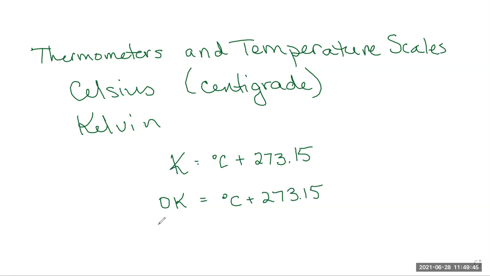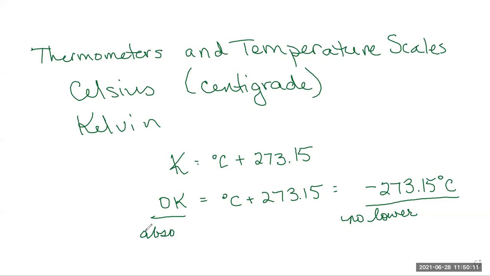So the degrees Celsius is equal to negative 273.15 degrees Celsius. You cannot have anything lower than negative 273.15 degrees Celsius, because that means that you're going to have negative energy. Remember, this is absolute 0. And because those intervals are 1 to 1, we don't need a conversion. We just need to shift it. That's why all we have to do is add the 273.15.